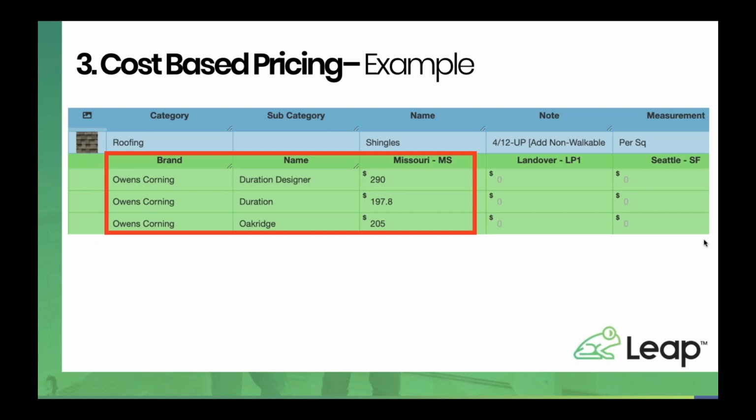All right, so here is a screenshot of what it looks like when someone is using this method. We are looking at the same exact examples here for my shingles. I've got my Duration Designer, Duration, and Oak Ridge. Those are 3 options I sell. Obviously, our price per square is much lower than what you saw in the first one because it's just my cost.